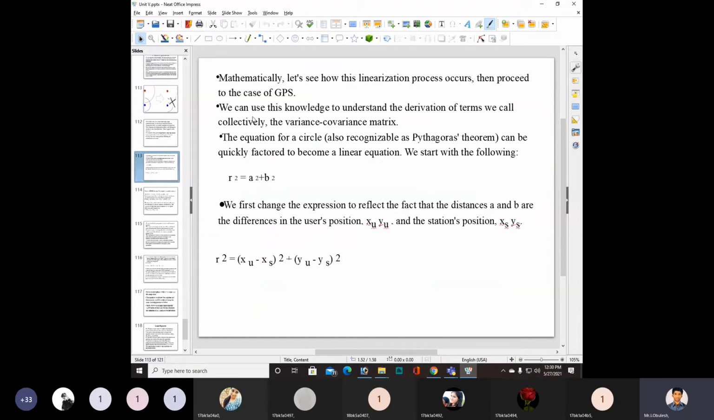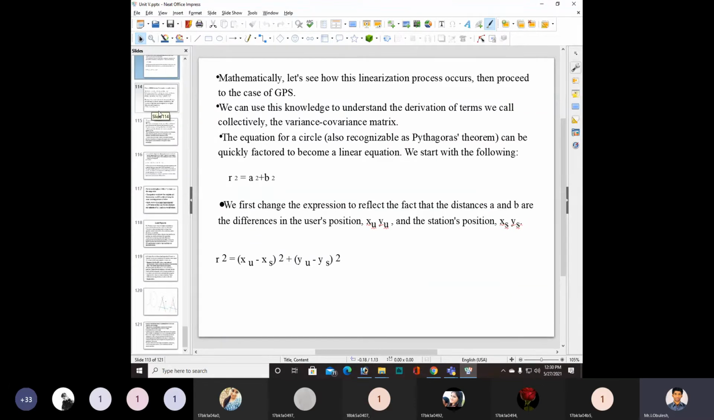Okay. So here you need to see mathematically how this linearization process occurs. Then proceed to the case of GPS.